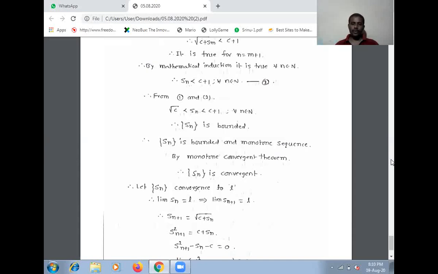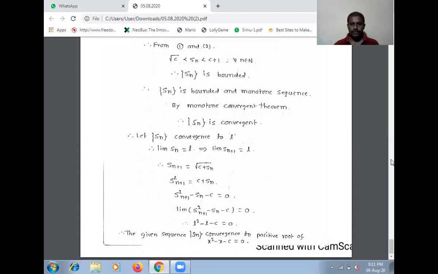That implies limit S(n+1) is also equal to L. But from the problem, S(n+1) equals root of C plus Sn. Now squaring on both sides, S(n+1) square equals C plus Sn, since the square and root cancel. Now taking the right side term to the left side, S(n+1) square minus Sn minus C equal to 0.